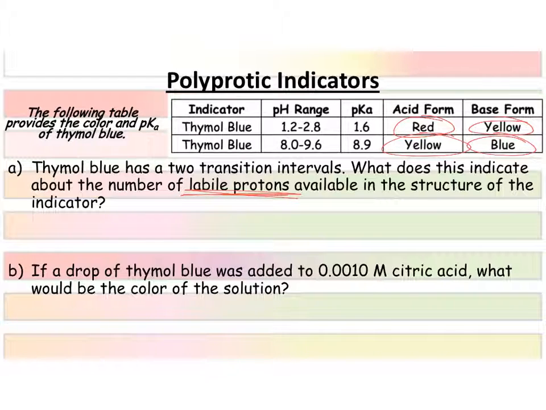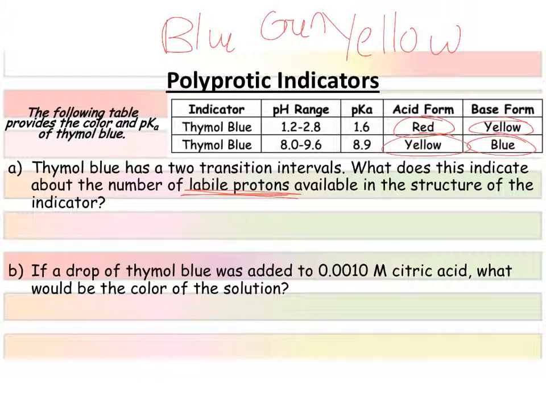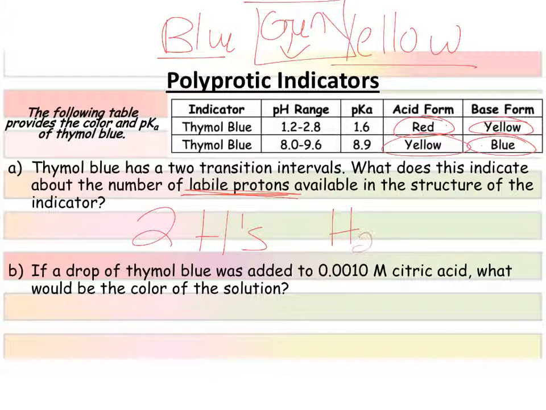Before, we talked about one transition, where one color is blue and the other one is yellow. And then we had this intermediate color, which is green. Because yellow and blue were primary colors, when you mix them, you make green. So that's still only one hydrogen. Down here, though, red, yellow, and blue are all primary colors. So what that tells us is that there are actually two H's on this acid, so our indicator. You could write it generically as that.